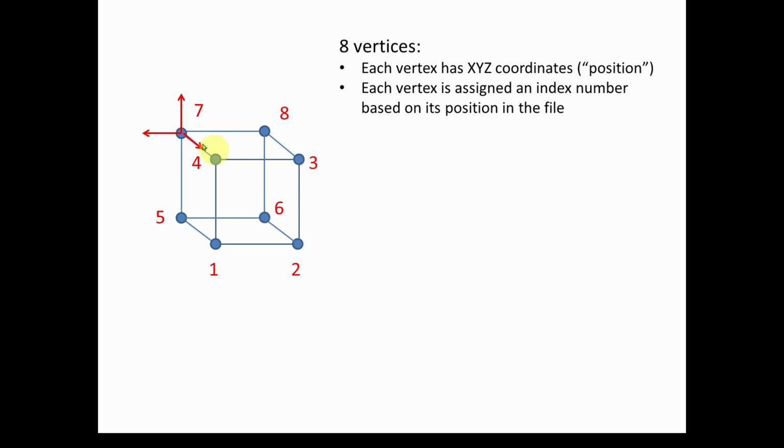So basically with our cube, you can see there's going to be 8 vertices, right? Each vertex has XYZ coordinates. So there's 8 of these XYZ coordinates, which is a position. And each vertex is assigned an index number based on its position in the file. And we use indices because it allows you to reuse a vertex to define multiple faces. If you defined a vertex by a position, you would have to repeat that position each time you use the vertex, but here you can just refer to a vertex as a single index number. So there's going to be 8 vertices with positions and index numbers.